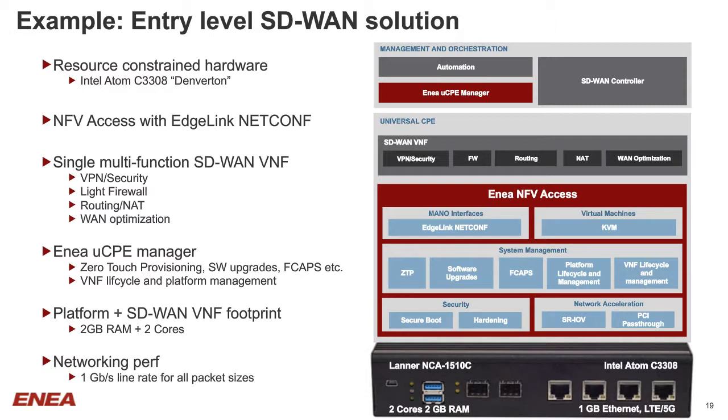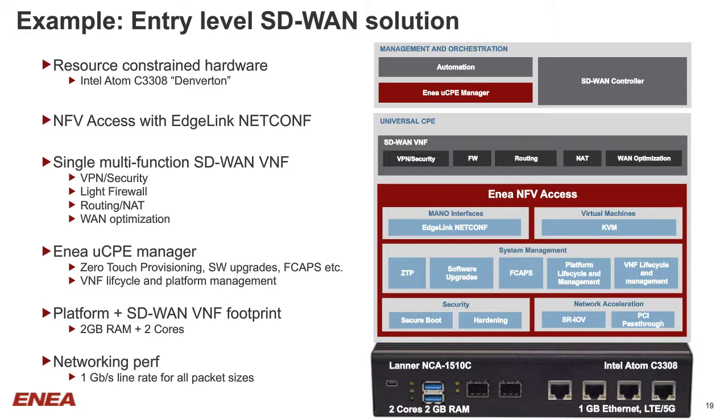On top of this, we run NFV Access with EdgeLink Netconf, which is the memory optimized version. On top of NFV Access, we have the typical SD-WAN VNF, which does VPN security. It has a firewall, does routing, NATing, and WAN optimization. The NFV Access platform and that VNF are managed by UCP Manager. You can automate this with Ansible if you want to. Next to it, we have the SD-WAN controller that manages the SD-WAN VNF in terms of setting up the actual network connection and so on. So that's the software package.